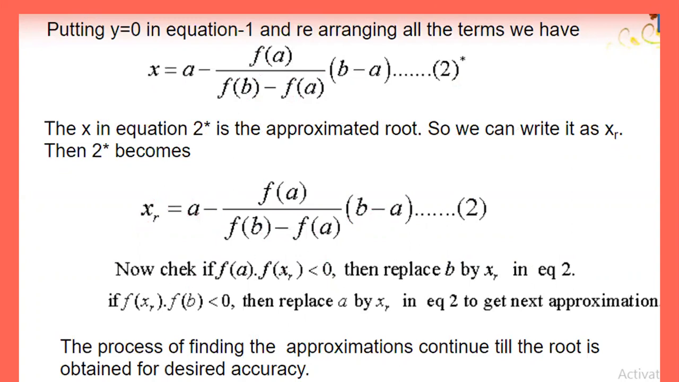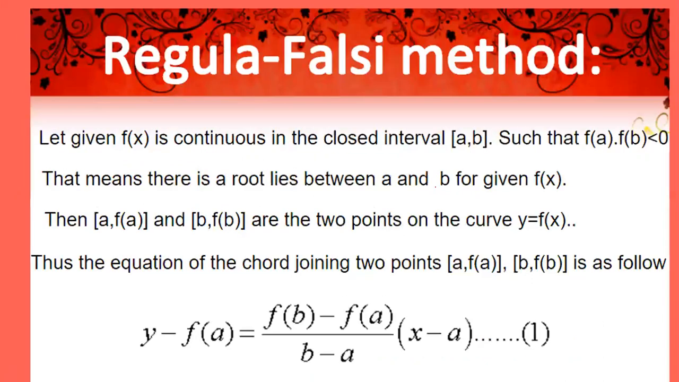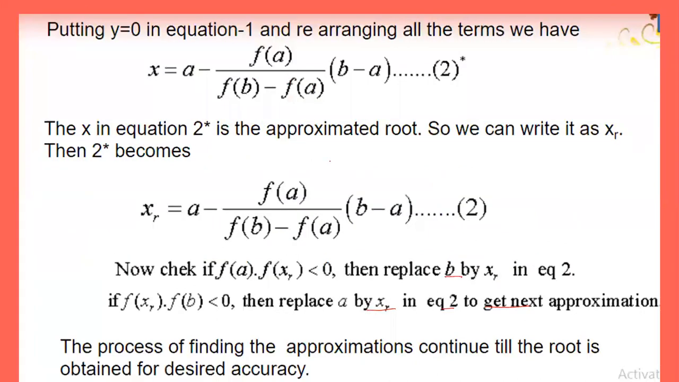Now check: if f(a) into f(xr) is less than 0, then replace b by xr. If f(xr) into f(b) is less than 0, then replace a by xr in equation 2 to get the next approximation. This regula falsi method is the same as the previous method, the secant method. But the difference is that in the secant method we don't take the signs into account. We go on finding x1, x2, x3 using this formula. But in the regula falsi method, we have to consider the positive and negative signs also.